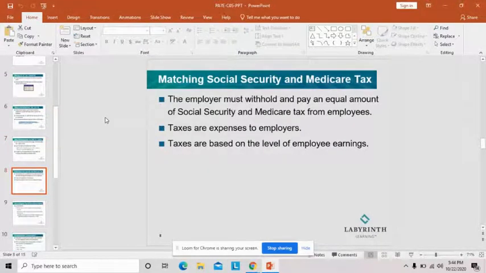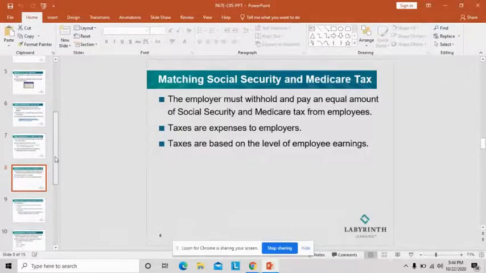Matching Social Security and Medicare tax. So employer must withhold and pay an equal amount of Social Security and Medicare tax from employees. Taxes are expenses to employers. Taxes are based on the level of employee earnings.